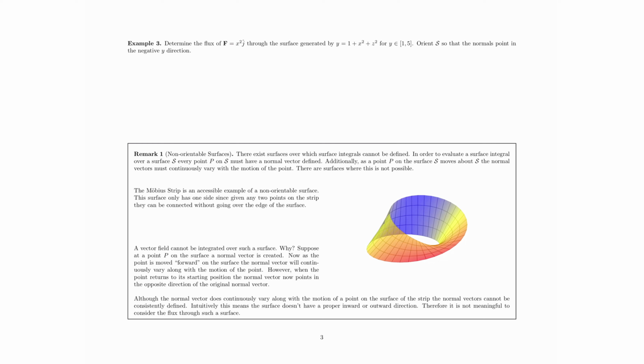All right, the next example we have, example 3. We are to determine the flux of f equals x squared j hat through the surface generated by y equals 1 plus x squared plus z squared for y between 1 and 5. And we want to orient the surface S so that the normal vectors point in the negative y direction.